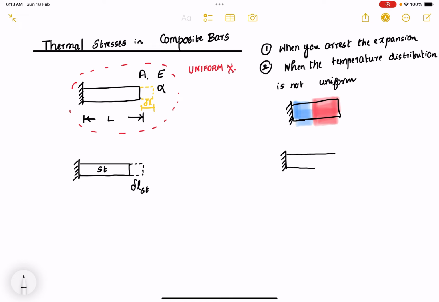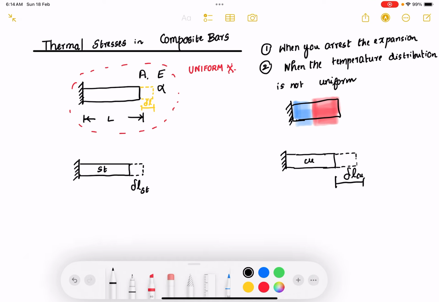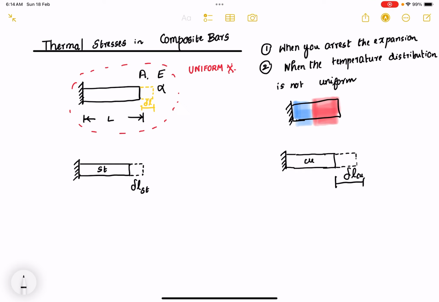And what you do is you expand the temperature of copper bar, and copper bar also expands. We can call the change in length of copper bar as del L of copper, okay? Both the bars may have the same length, but the change in length is going to be different because of different coefficient of thermal expansion. So copper has greater coefficient of thermal expansion compared to steel, so copper is actually going to expand more compared to steel. Okay.